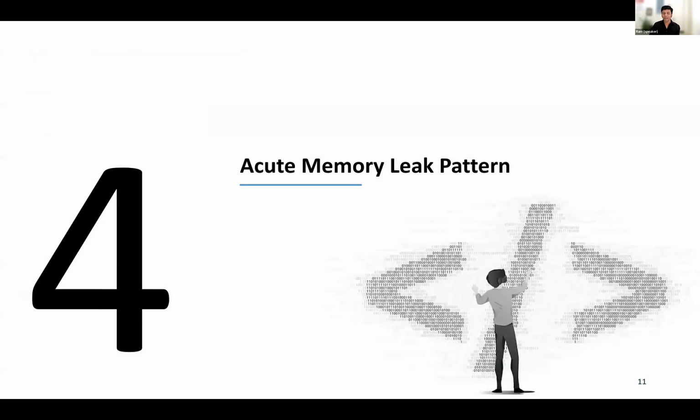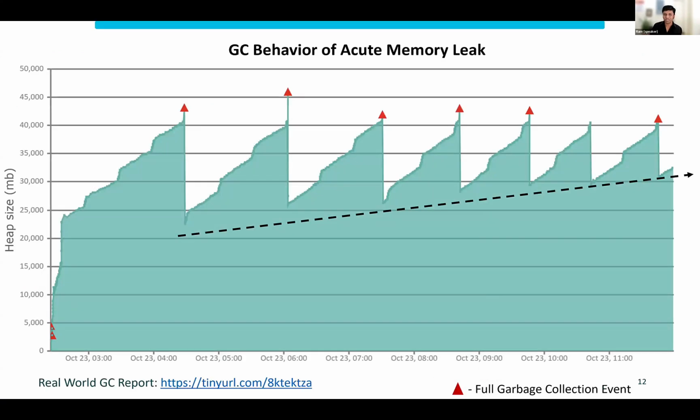Now, the fourth pattern that I want to discuss is called the acute memory leak pattern. So what is the acute memory leak pattern? Look at this garbage collection behavior pattern. You can see the requests are coming, the memory is building up. And when this full garbage collection event ran, the memory dropped here. Initially it dropped to about 22 GB. Now requests are coming, the memory is building up, and when this full garbage collection event ran, the memory dropped to about 26 GB.